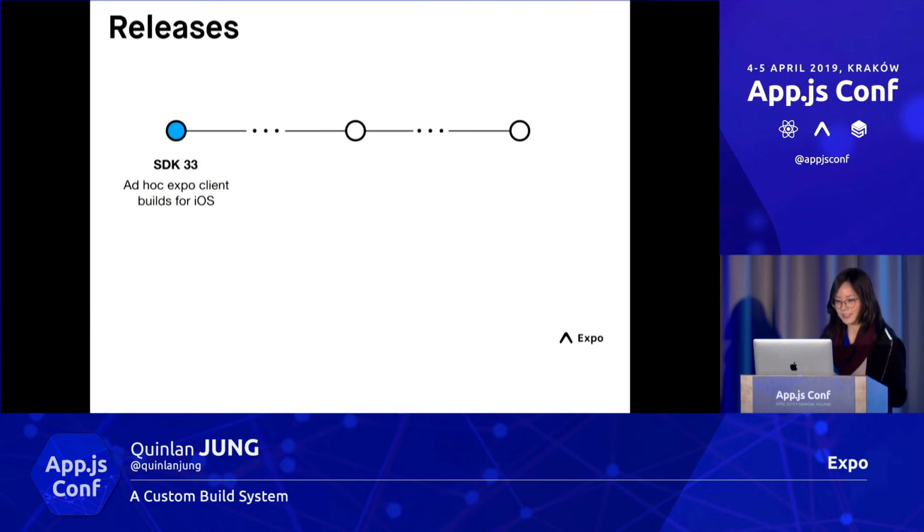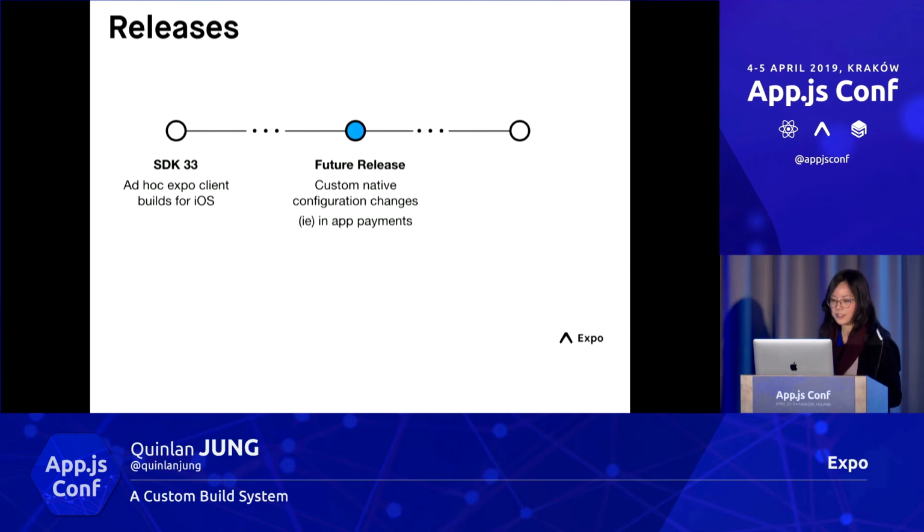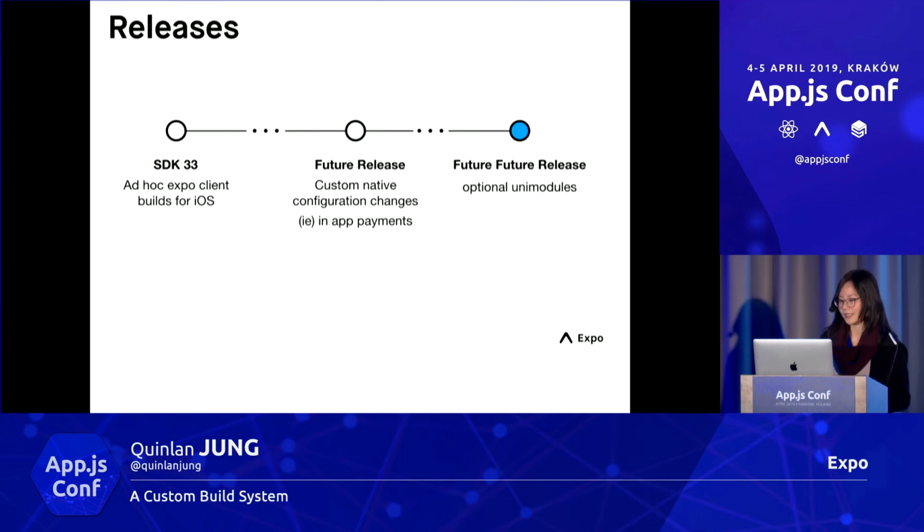All right. So let's quickly talk about the release schedule for building Expo clients. For the most recent upcoming release, SDK 33, we're going to be offering ad hoc Expo client builds for iOS. For future releases, we're going to be offering custom native configuration changes for things such as in-app payments. And for future releases, we're going to be offering the chance to build Expo clients with custom modules like unimodules.